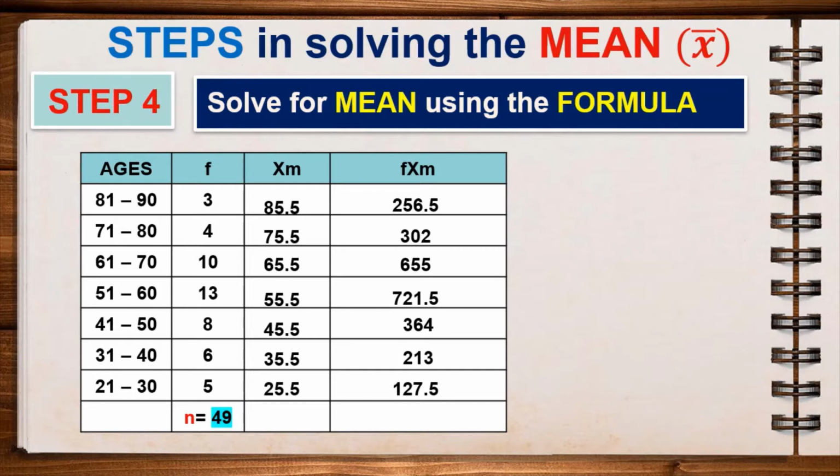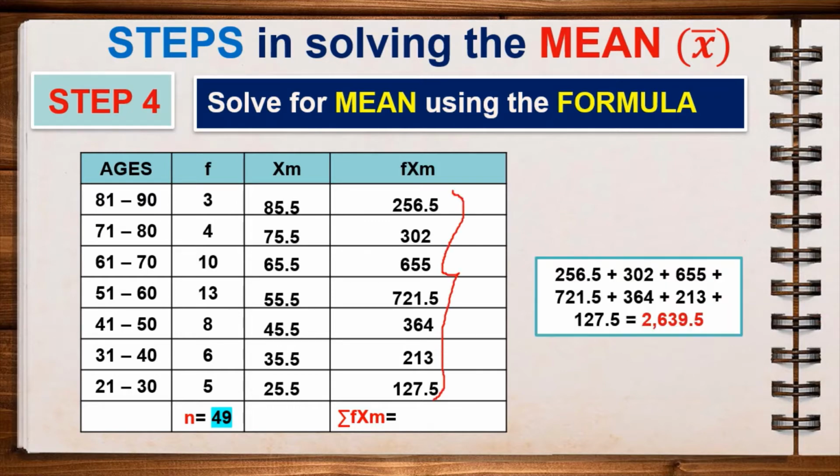Number 4, solve for the mean using the formula. But before that, we need to get the summation of the product of frequency and the class mark. So, i-add po natin sila. 256.5 plus 302 plus 655 plus 721.5 plus 364 plus 213 plus 127.5. Ang total po niya ay 2,639.5. Yan po yung magsisilbing summation of all the products of frequency and the class mark.